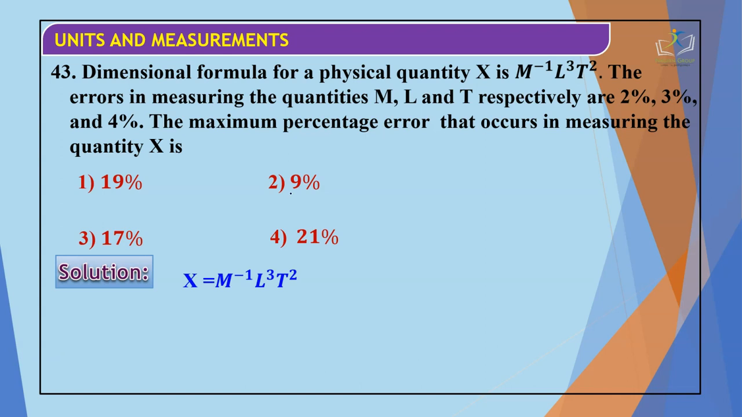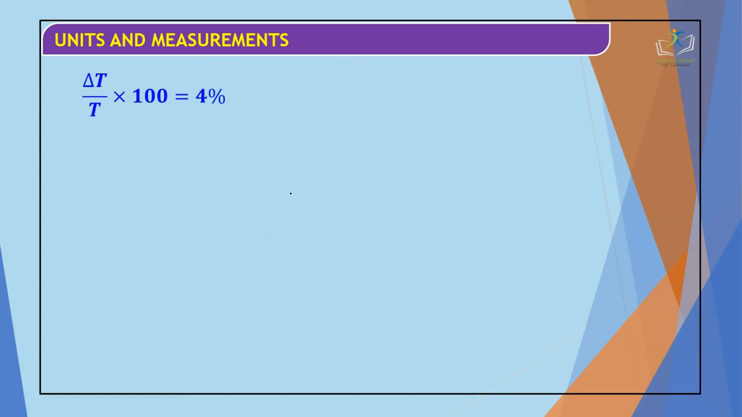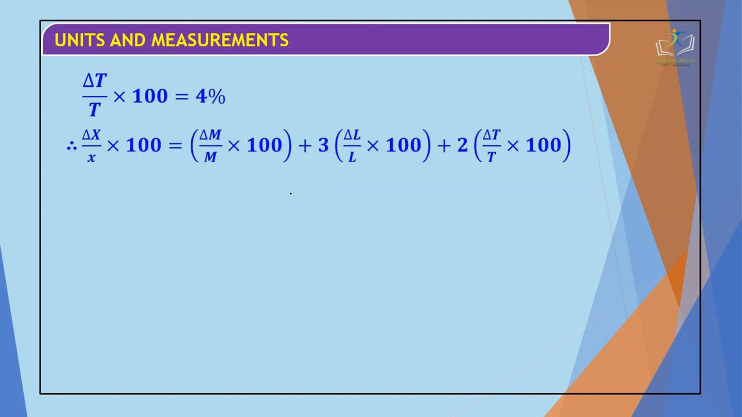Solution. The dimensional formula for x is equal to M to the power minus 1, L3, T2. After putting all these values, delta m by m into 100 is equal to 2%, delta l by l into 100 is equal to 3%, and delta t by t into 100 is equal to 4%. So we just put all these values in the error percentage formula and receive 19%. Hence the correct answer for this question is option 1.